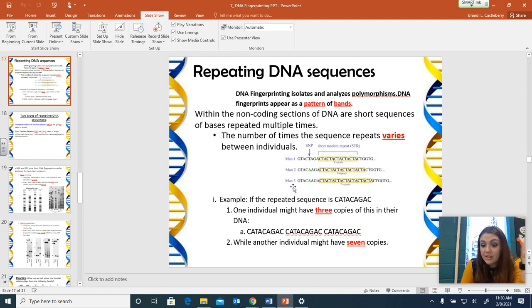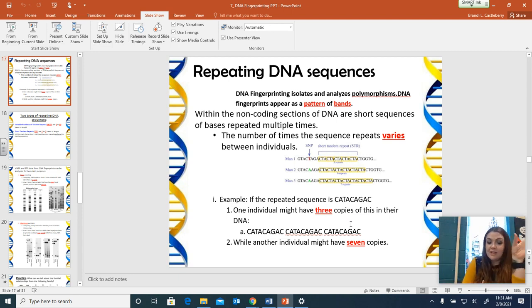And the third man, they still look for CTA. They're looking for that same code, CTA, CTA, CTA, but this time it's repeated 7 times. So that is what's different. It's like they both have the code, but it's repeated a different number of times. So for example, if the repeated sequence is CATACAGC, okay, so that's a long code, but if that's what we're looking for, we're going to look for that exact same thing to be repeated over and over down your DNA strand.